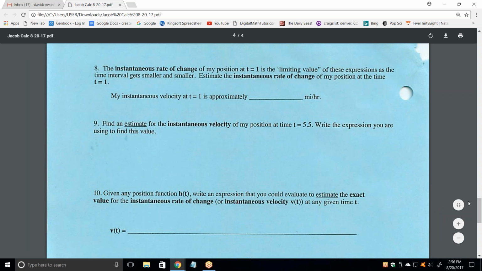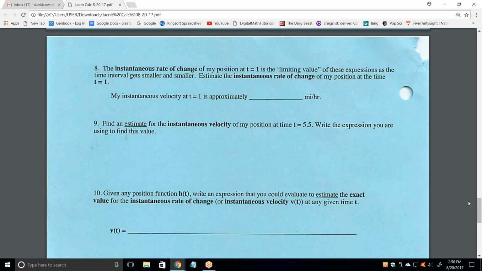Now this gets interesting. The instantaneous rate of change is the limiting value of these expressions as the time interval gets smaller and smaller. And that's why I said the one on the right, where the time interval was only 1/10,000th of a second, is going to be closest to the true instantaneous rate of change. But what calculus is all about is letting that differential, which is at 1/10,000th of a second, go to 0. And when it hits 0, that'll be your true instantaneous velocity at time 1.